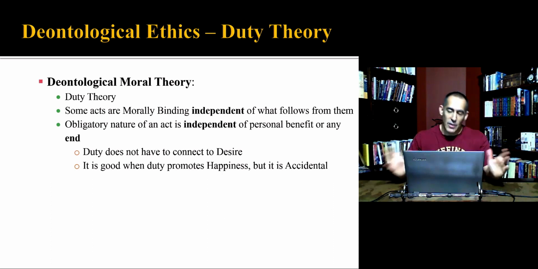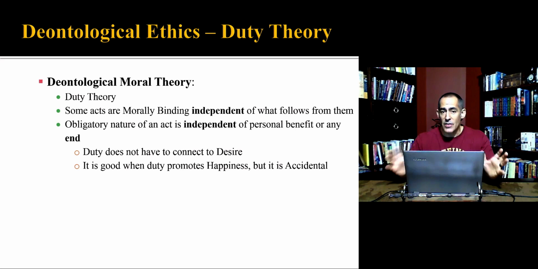So if I use duty theory or deontology or Kantian ethics, just remember these are all going to be interchangeable for the purposes today. The idea is some acts are morally binding, independent of what follows from them. That's why I said consequences don't matter. The obligatory nature of an action is independent of benefit. So again, a benefit would be a consequence. Particular goals I'm trying to attain would be consequences.